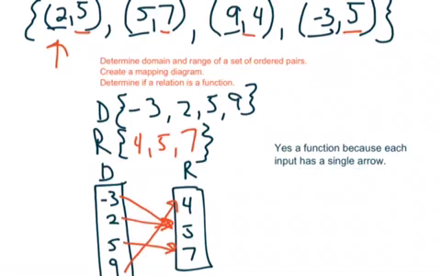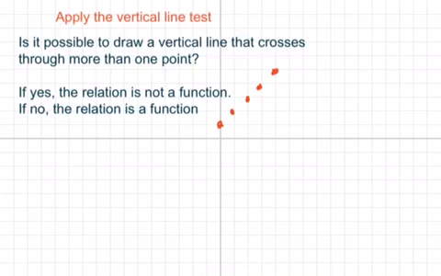Our next goal is to apply the vertical line test. The vertical line test tells whether a graph is a function or not. So this says, is it possible to draw a vertical line, vertical means up and down, that crosses through more than one point?